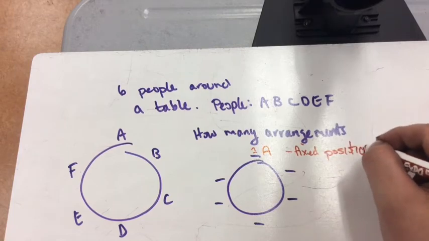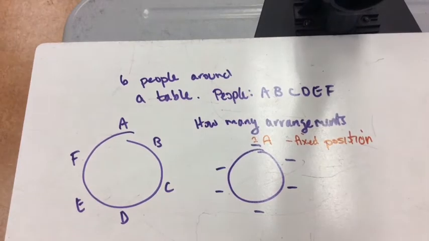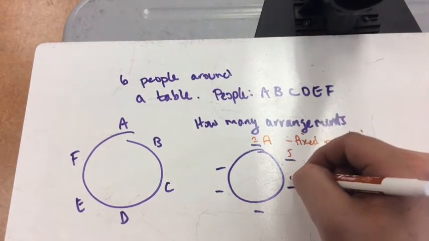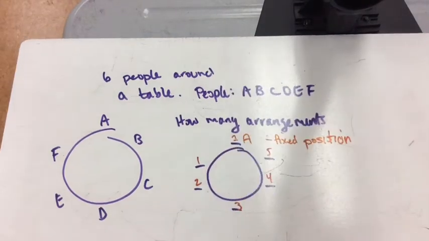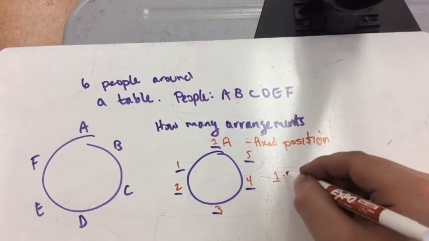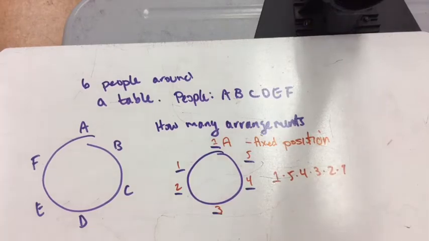Now that we have one position fixed, and we'll call this the fixed position, we can go through just like before, just like we had a lineup. So what we'll do here is we'll say, how many more choices do I have for here? I have 5, 4, 3, 2, 1. So how many arrangements can I have? Well, there's 1 times 5 times 4 times 3 times 2 times 1.